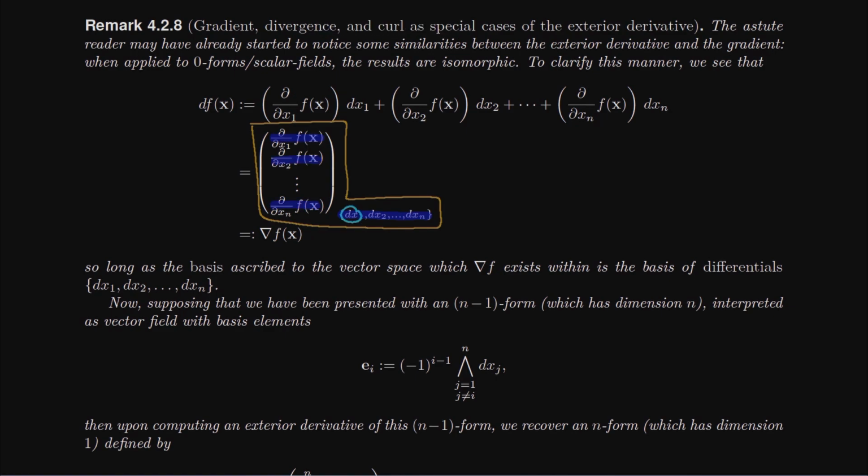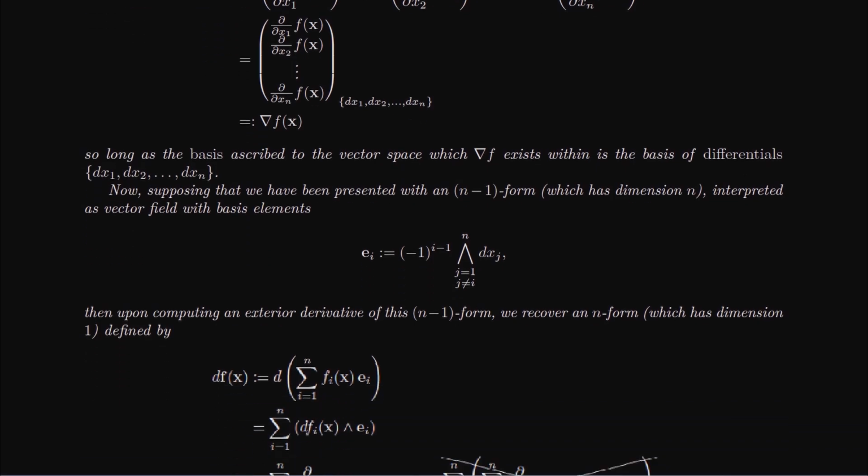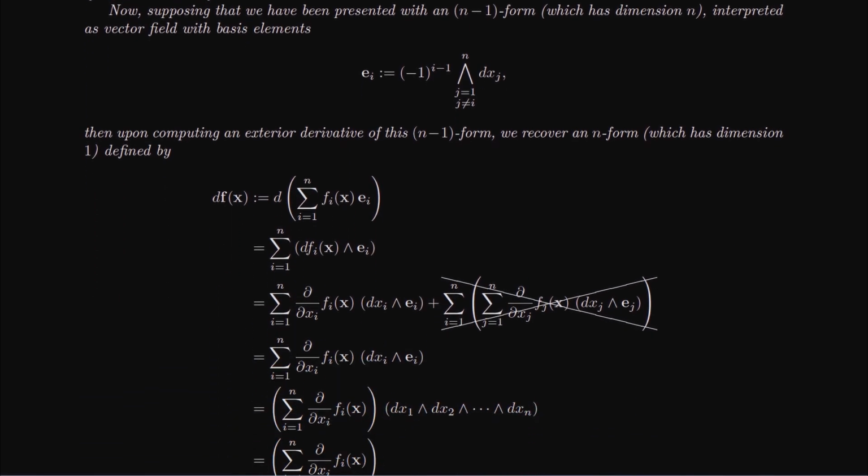They're coefficients for dx1 and then dx2 and then eventually dxn. That's one way of notating the basis set for a vector. But what is this vector now? This vector is exactly the gradient, right? So we see that the gradient just shows up as the exterior derivative of any sort of 0 form, as long as you ascribe these differentials as the basis set that the gradient exists for. So that's the easiest situation where the gradient is the special case of an exterior derivative.